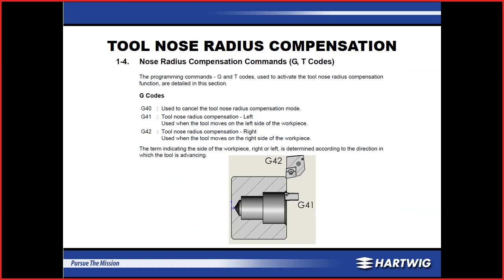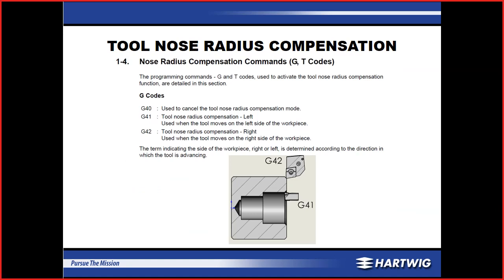Tool nose radius compensation. Nose radius compensation is once again calculated in the direction the tool travels. So in our example below, we are programming from the front of the part to the back of the part, and that is the direction our tool is traveling. We can see that G42 is used for tool nose compensation right, which is going to be my turning tool for this part.